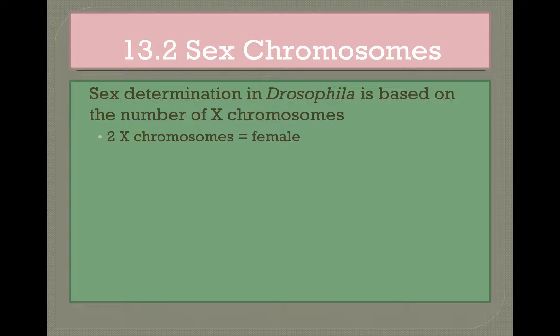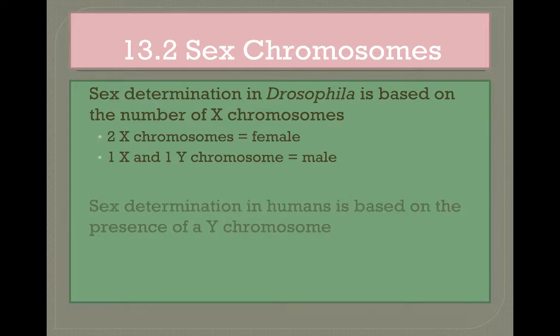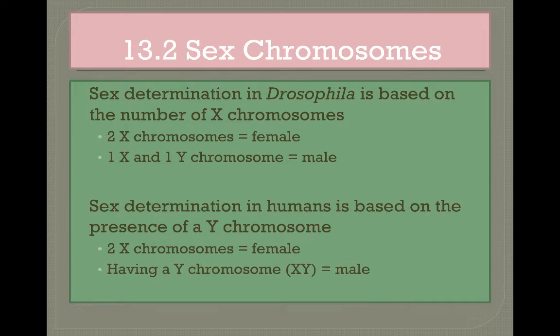Sex determination in Drosophila is based on the same kind of sex inheritance as in us. Two X's, you're a female; an X and a Y, you're a male. If you have a Y chromosome, that makes you male. And the X is a single dosage of whatever those traits are.